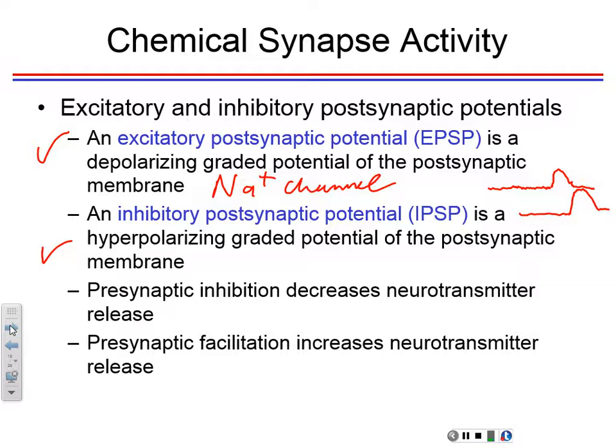Okay? Because in the exam, I will ask about the two scenarios and the ions that are involved for each, in terms of the ion channels, right? For each of those two, excitatory and inhibitory.